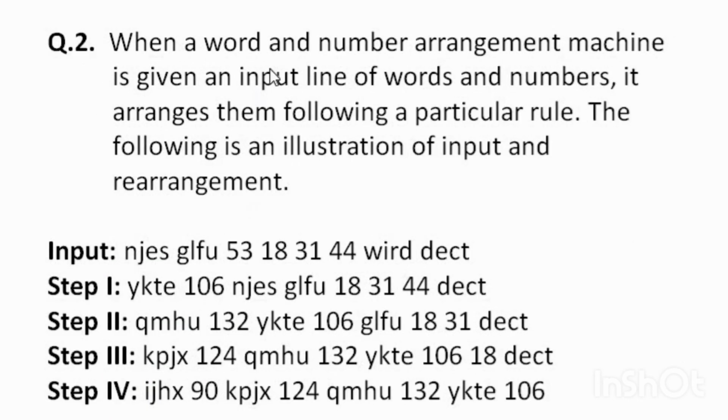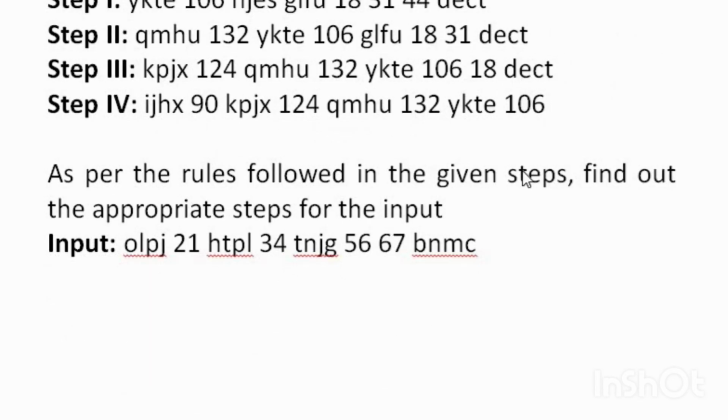Second workout question. When a word and number arrangement machine is given an input line of words and numbers, it arranges them following a particular rule. The following is an illustration of input and rearrangement. Input is NJES GLFU 53, 18, 31, 44, WIRD and TECT. And there are 4 steps based on this input, and they have applied a certain logic on these steps. As per the rules followed in the given steps, find out the appropriate steps for the input OLPJ 21, HTPL 34, TN, JG 56, 67 and BNMC.